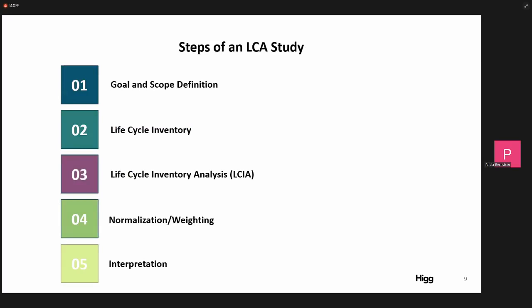So there are 5 steps to an LCA study as defined by ISO. Almost all the LCAs that I've ever seen follow these 5 sections as their top level headers. I'm going to dig into each of these in more detail in the following slides, but at a high level, you start with defining the goal and scope of the study, followed by life cycle inventory or modeling, then the life cycle impact analysis or results stage, followed by an optional normalization and weighting step, and finally your interpretation of the results.